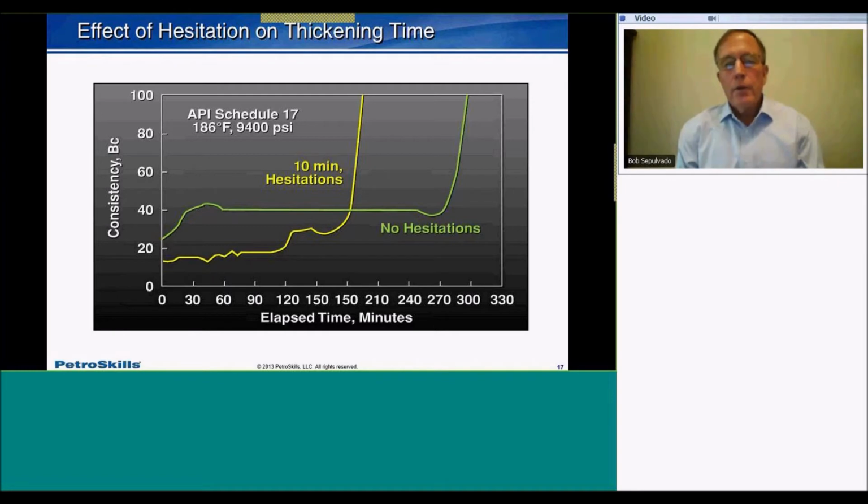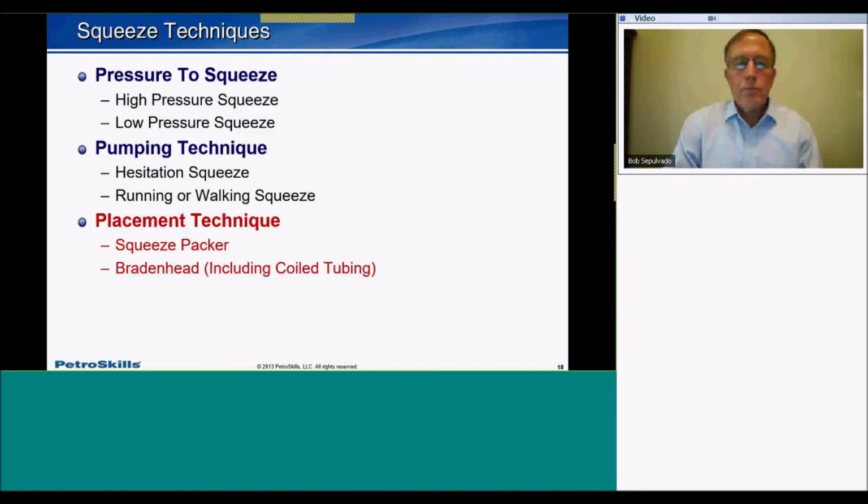But if you're working in an area where there's not a lot of experience in hesitations and not a lot of experience in squeezing, I would strongly suggest, if you believe you're going to be doing hesitations, that you test it in a laboratory to give you a good feel for what the working time of your cement is. You may just want to do it anyway. That's hesitation of thickening time.